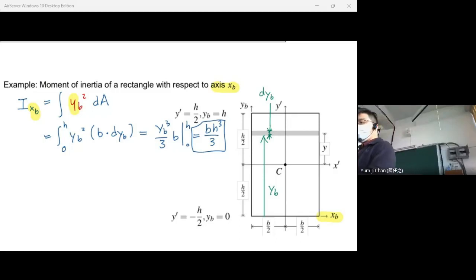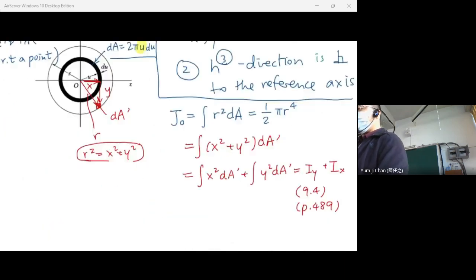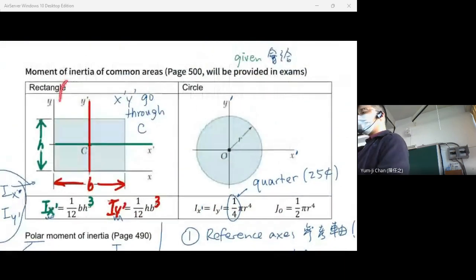Ixb is equal to bh cubed over 3. But from Tuesday's lecture, we have learned that Ix prime is equal to bh cubed over 12. So are these two related? Because here we have Ixb is equal to bh cubed over 3, and on Tuesday, we talked about Ix prime is equal to bh cubed over 12, which is on the previous page here, right? This one.